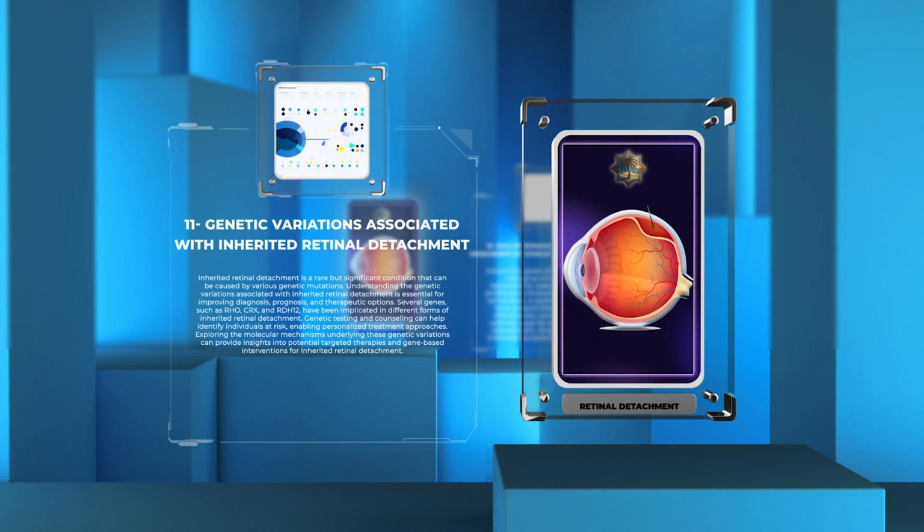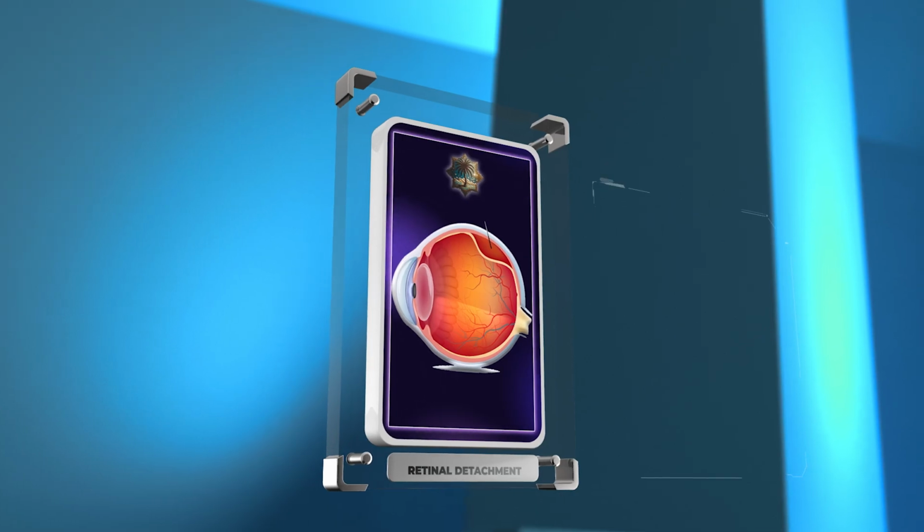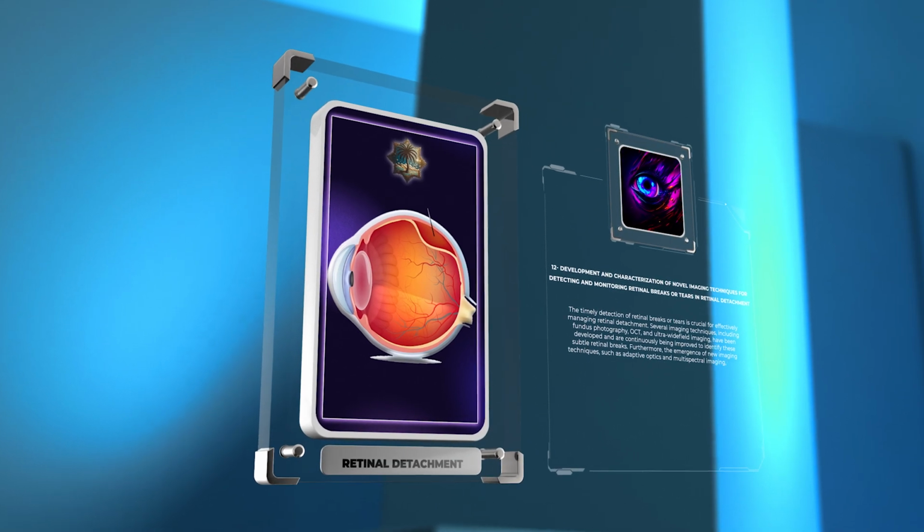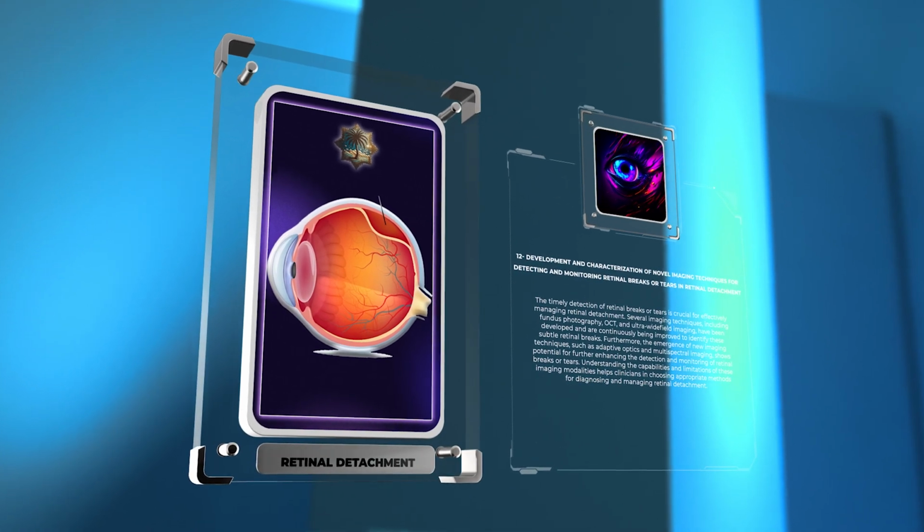Exploring the molecular mechanisms underlying these genetic variations can provide insights into potential targeted therapies and gene-based interventions for inherited retinal detachment. The timely detection of retinal breaks or tears is crucial for effectively managing retinal detachment.